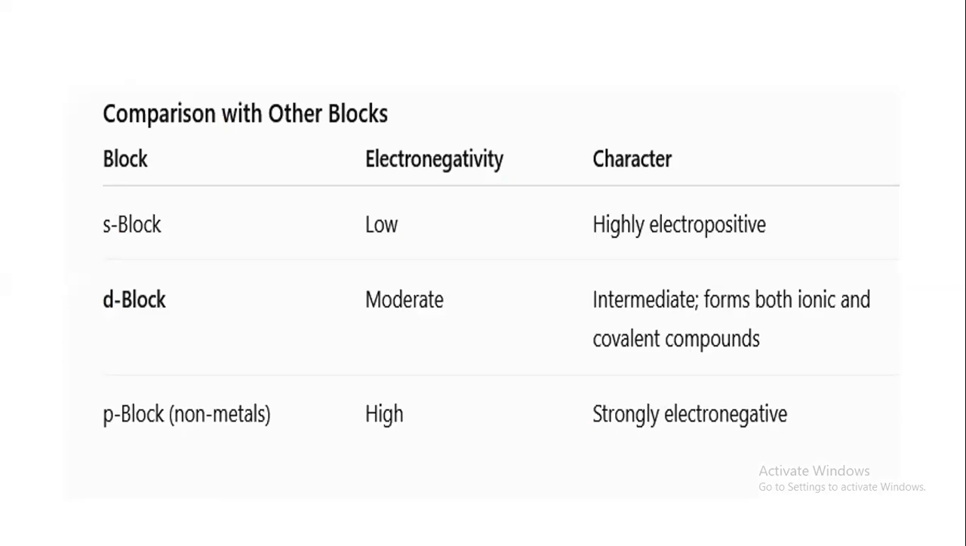In comparative electronegativity, s block elements have low electronegativity and higher electropositive character. In the case of d block, moderate electronegativity, intermediate, forms both ionic and covalent compounds. In the case of p block, it is high electronegativity, strongly electronegative.